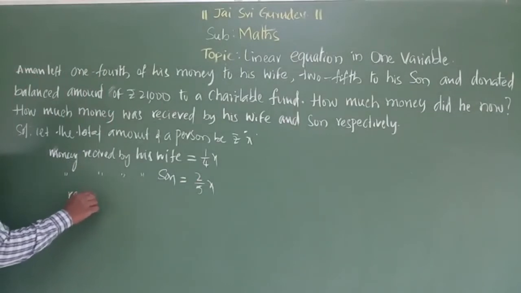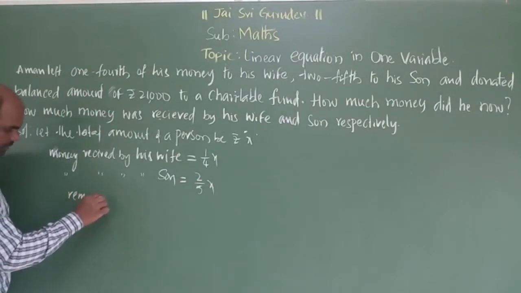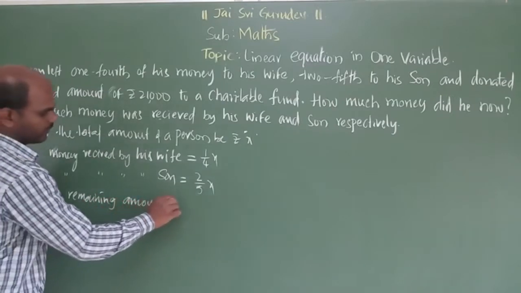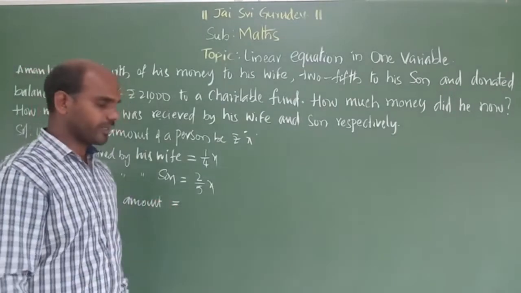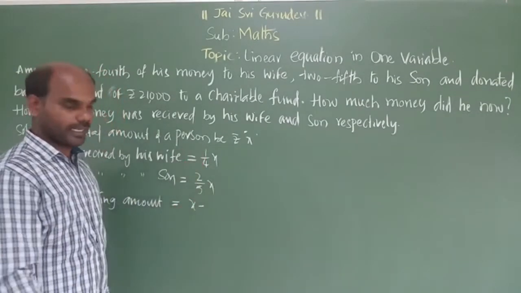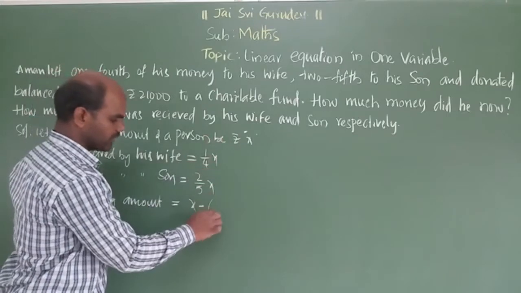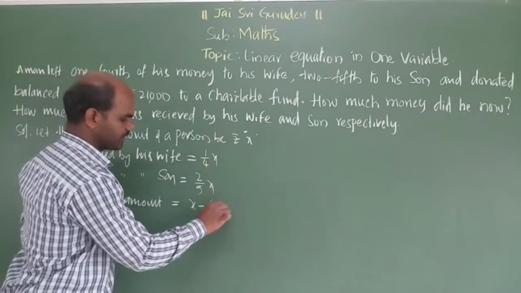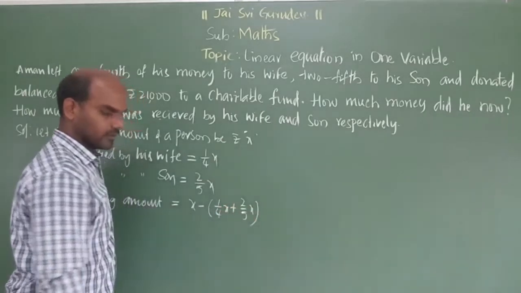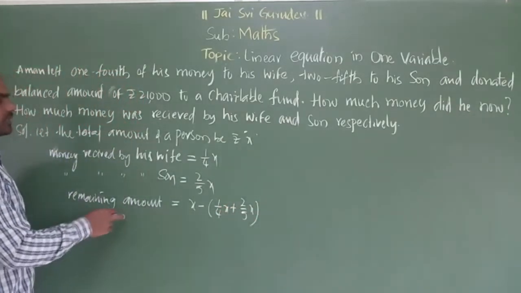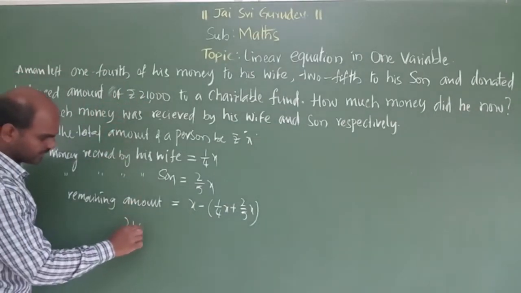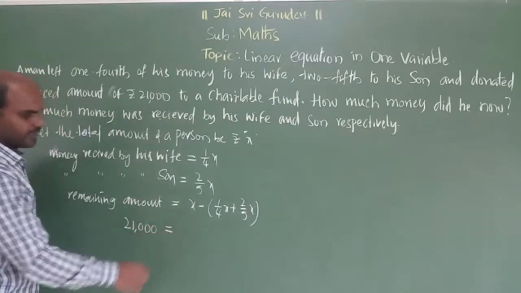The remaining amount is equal to the total amount minus the sum of both these amounts, that is 1/5x plus 2/5x. Then how much is the remaining amount? According to our problem, 21,000 is there.